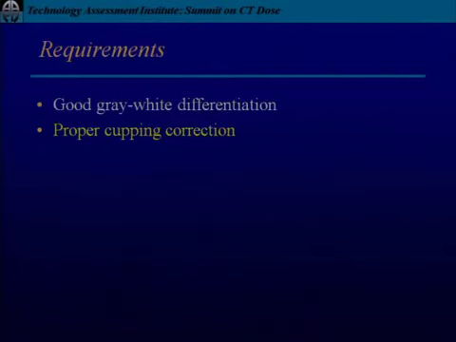Okay, so you need proper cupping correction. Very often, if the cupping correction is not done properly, right underneath the calvarium, you'll have shadowing which will confuse this artery.